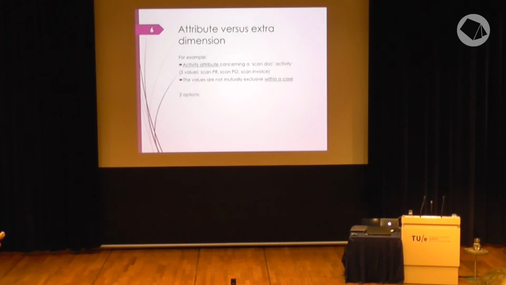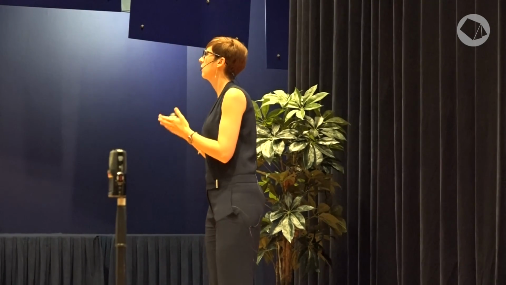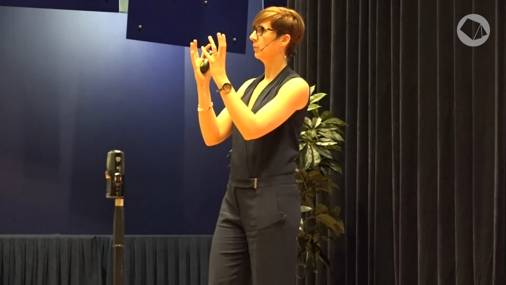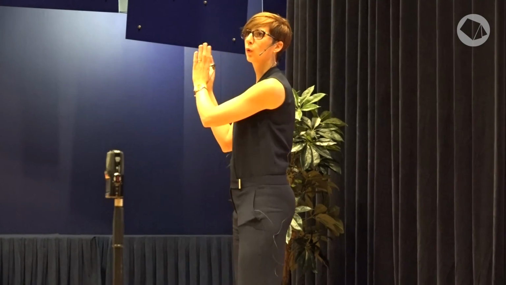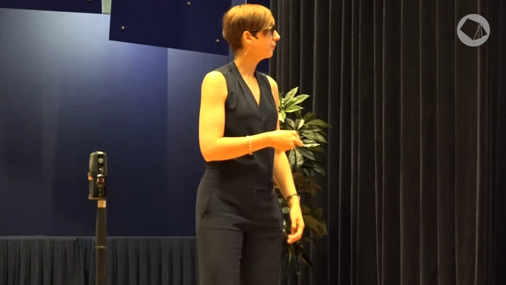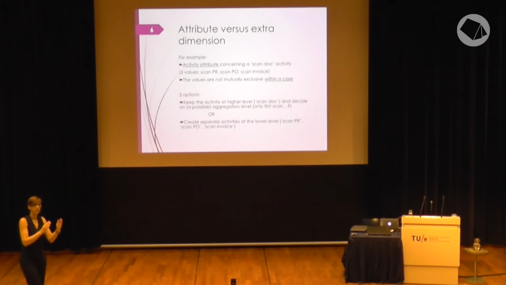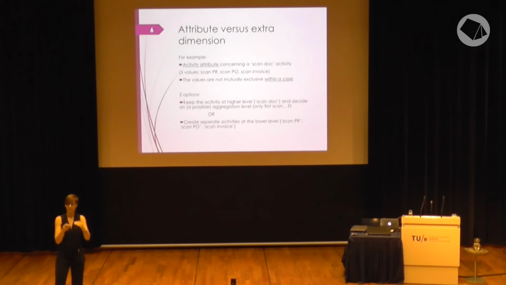So, for example, we have a certain activity scan document, and we might have an activity attribute about the document. Is it a purchase order? Is it a purchase requisition or an invoice? And the question is, do we keep scan document as an activity and store the type of document as an attribute, and we use it again later on to filter on? Or are we going to create 3 different activities on this lower level?